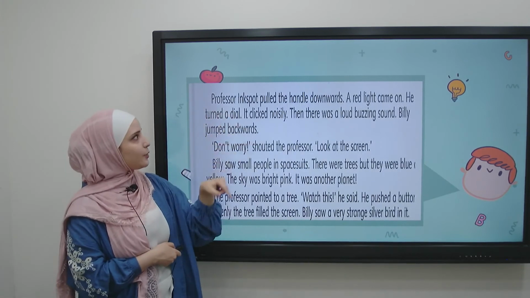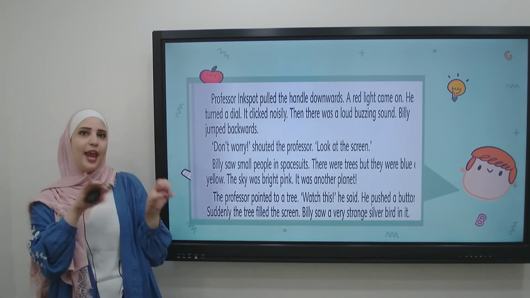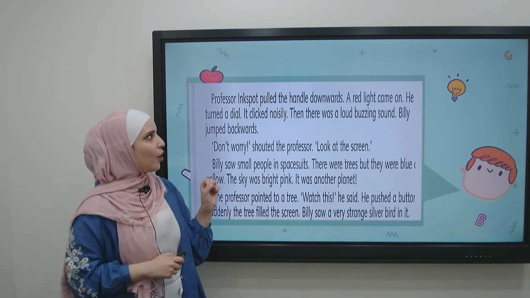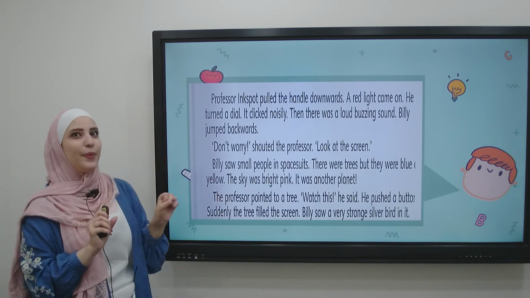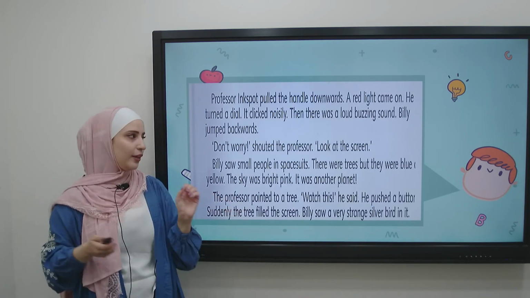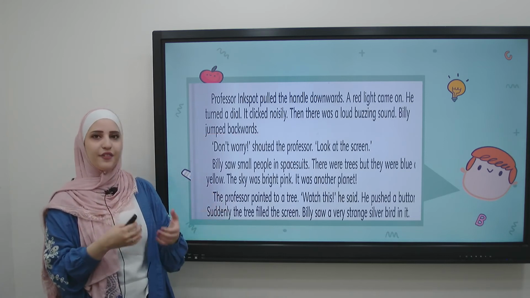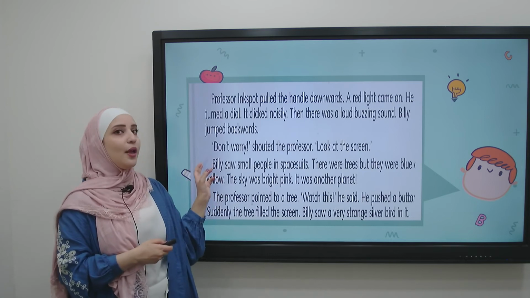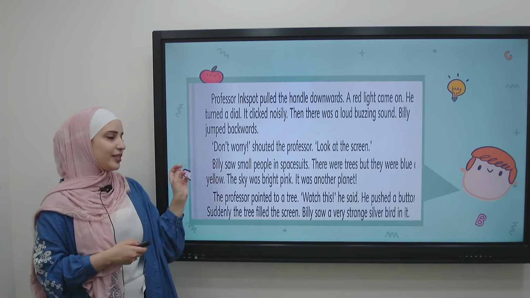In this paragraph, Professor Inkspot pulled the handle so a red light came on, and it clicked noisily. Then there was a loud buzzing sound and Billy jumped backwards. He was scared. What's happening? Professor Inkspot said, don't worry, everything is okay. We are trying the machine. So what did Billy see on the screen?